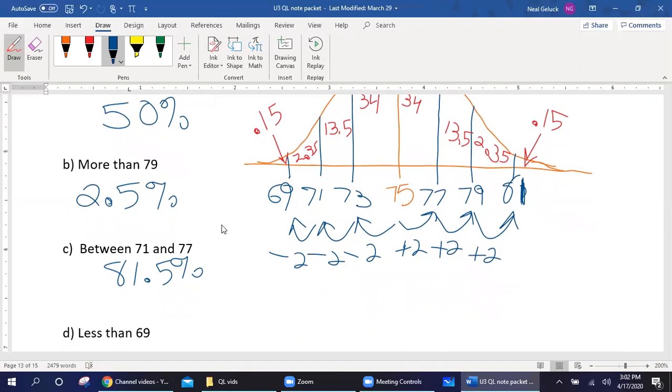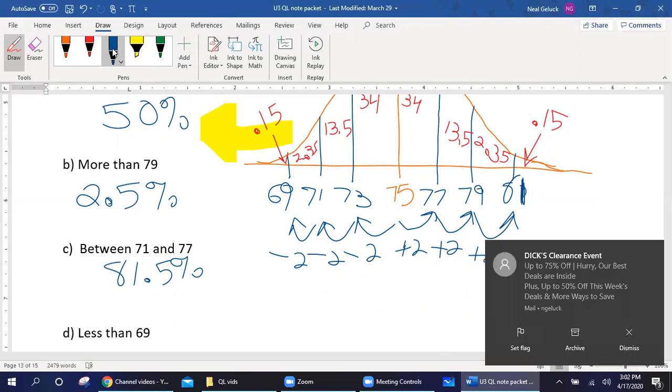And for the last one, less than 69. So that's just here over. That's only the 0.15. So that one's going to be 0.15%.